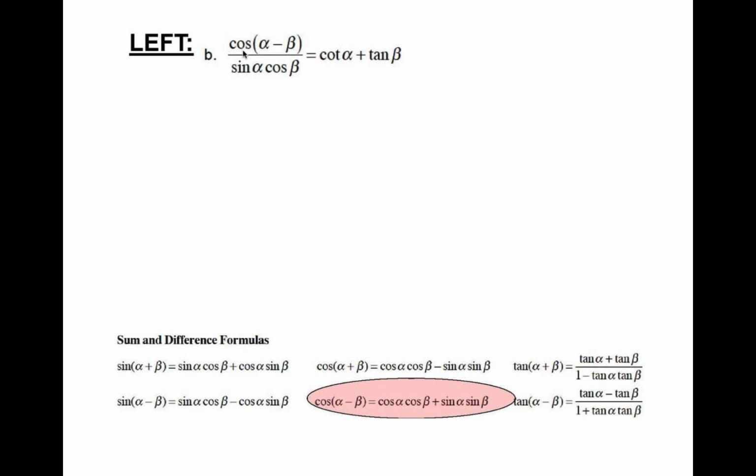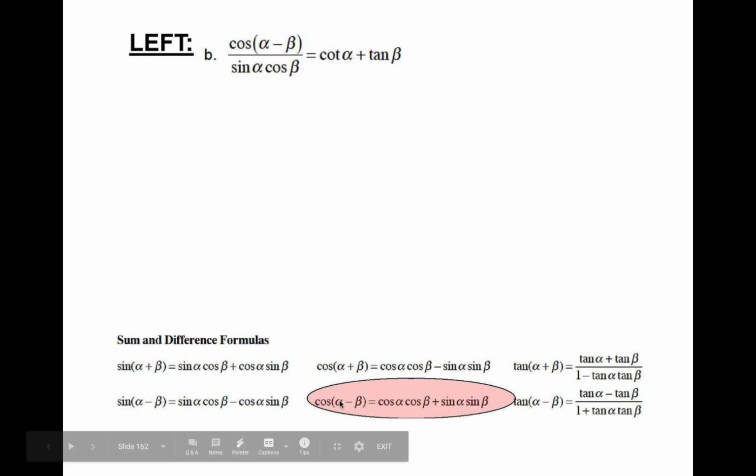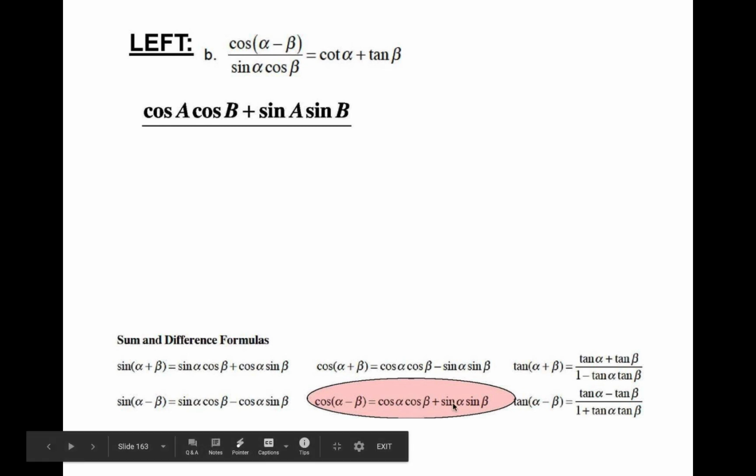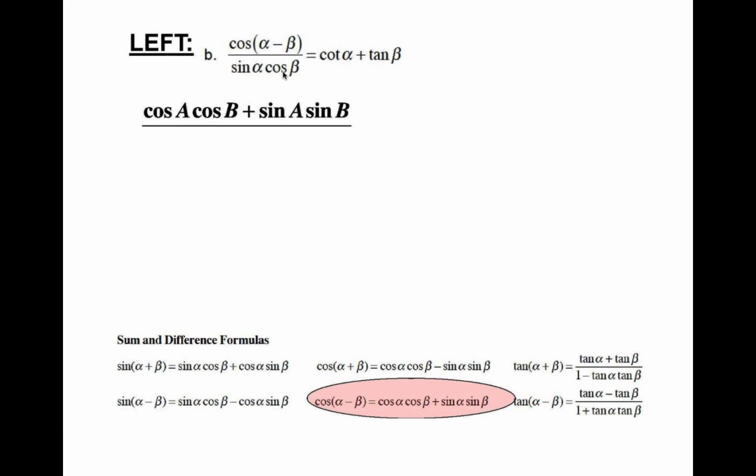So this top part is going to be replaced with the right side formula. So it's going to become cosine A, cosine B, plus sine of A, sine of B. And then this is all over sine A, cosine B. These are being multiplied. Notice both of these terms are being divided. So I'm going to break them apart. You can consider this the heart method if you want. Some people might know what that is.